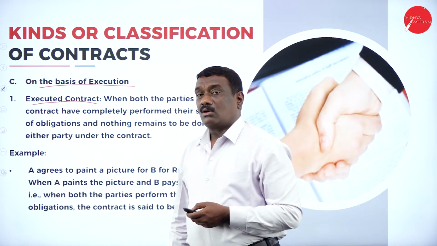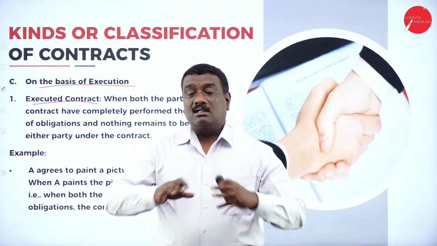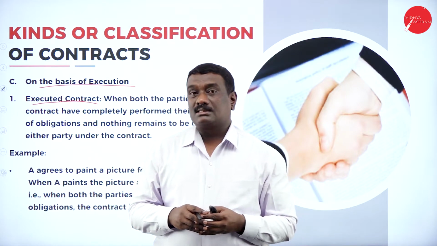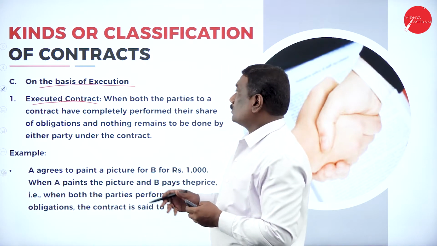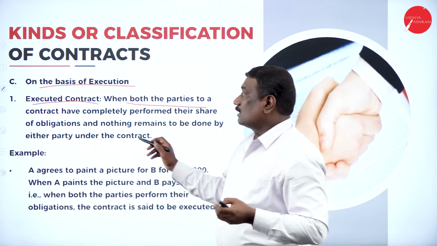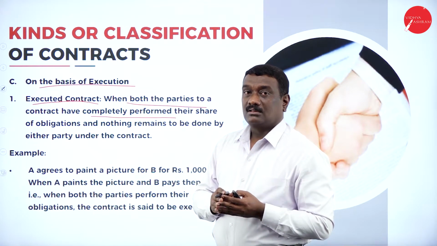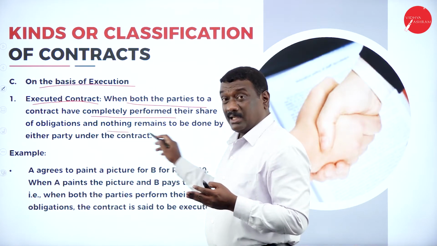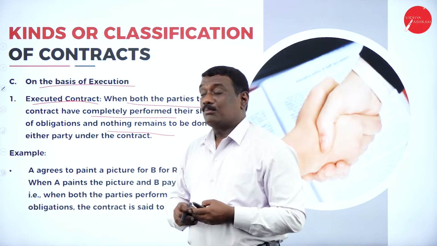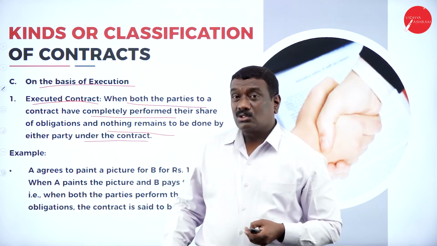What is an executed contract? An executed contract is a contract where the obligation is completed by both the parties. So when both the parties to the contract have completely performed their share of duties or obligations, and nothing remains to be done by either party, then it is called the executed contract.